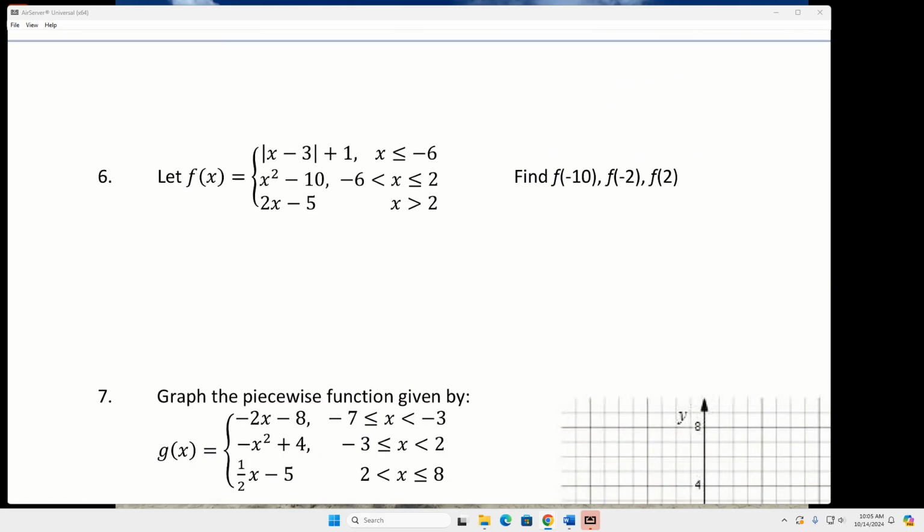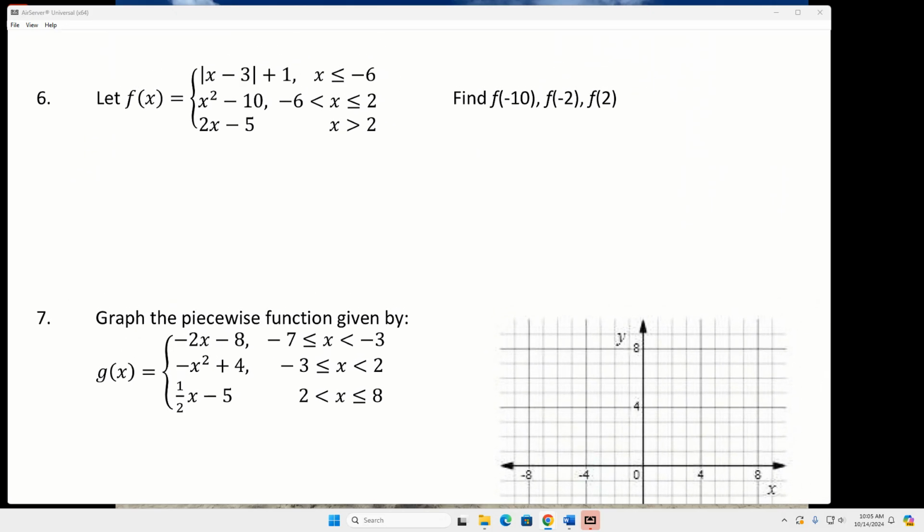Okay, so let's look on the back. These ones don't have any kind of real life application attached to them. They're just piecewise functions. On number 6, we're going to evaluate it. So we just decide what piece we're going to use and then plug the value in for x. For -10, which piece are we going to use? Well, I think you might have said it. I just didn't hear you. The top piece, good.